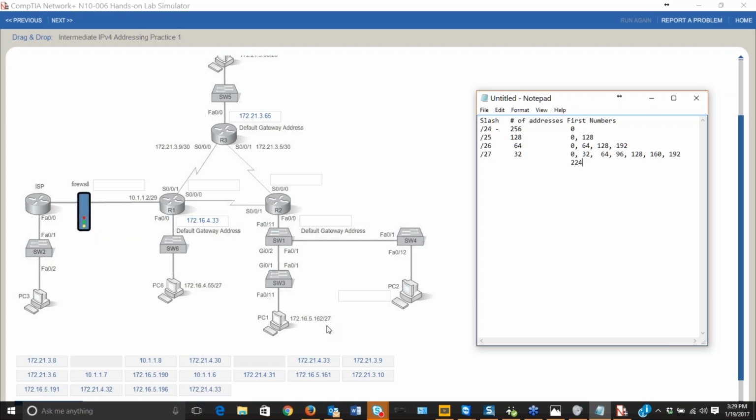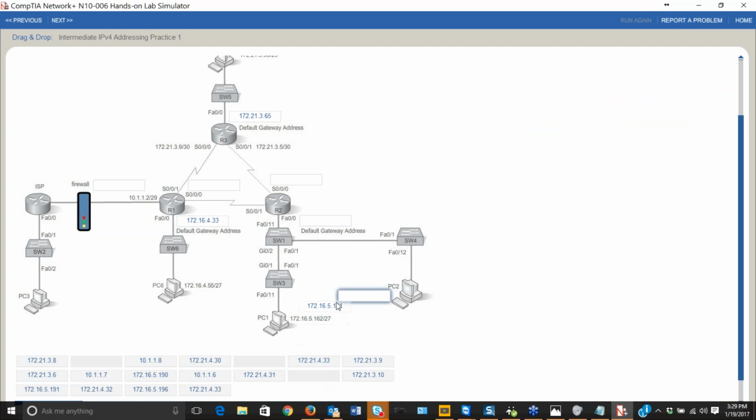160. That's the first number. 161, right. So now we're going to look for 172.16.5.161. 161. There it is. Okay. Now, let's go a little further here. So now it's saying, okay, well, I need to figure out the address of this PC number 2. Well, let me bring up the notepad back for a minute.